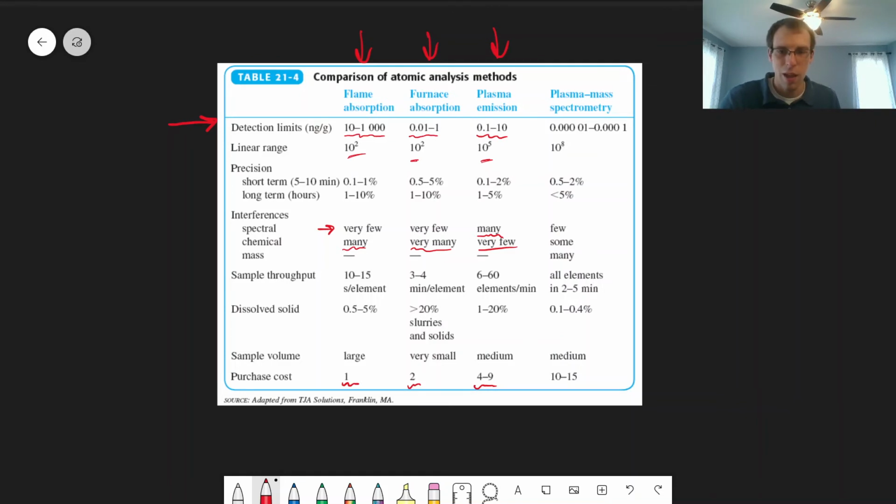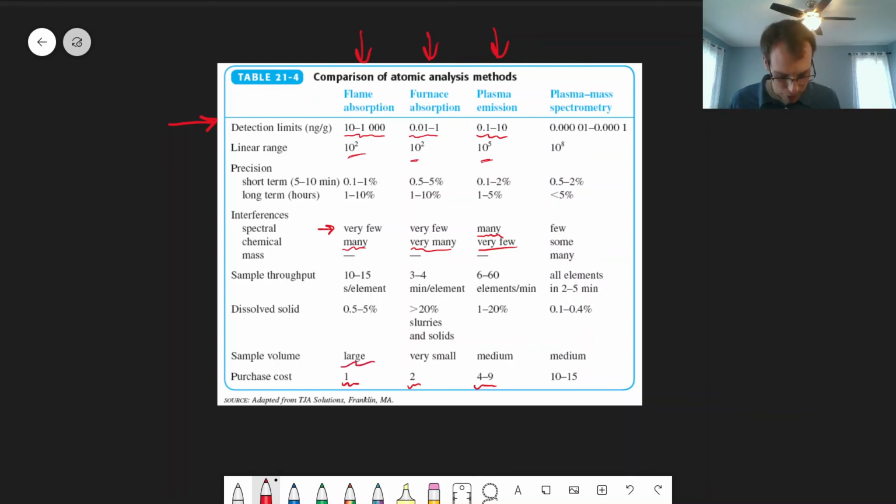And if we look at sample throughput, that gives you an idea of how many things you can measure in a given amount of time. For flame absorption, it takes about 10 to 15 seconds per element to do an analysis. For furnace absorption, it takes a few minutes per element. And plasma emission, you're instead measuring elements per minute. So plasma emission can go much faster. And then, can you do dissolved solids? What sort of range?